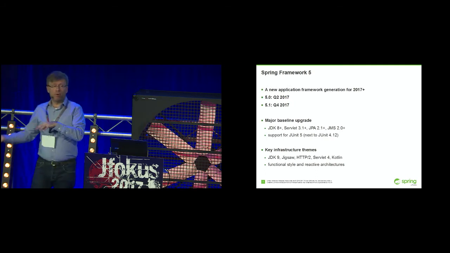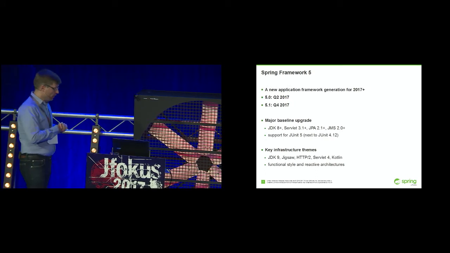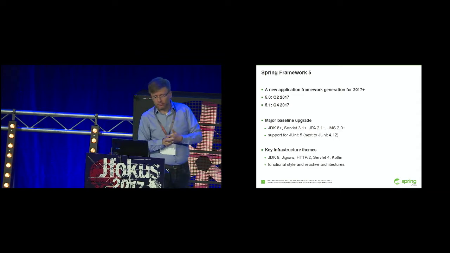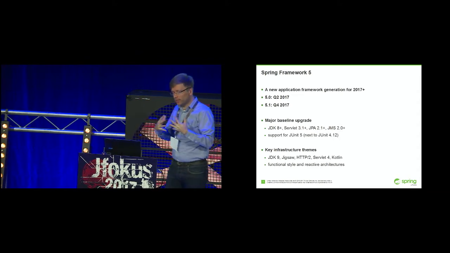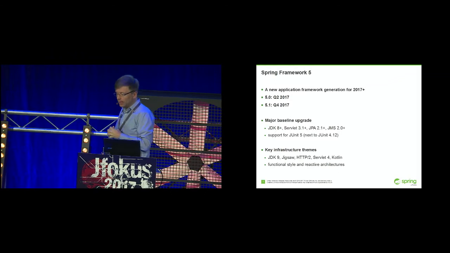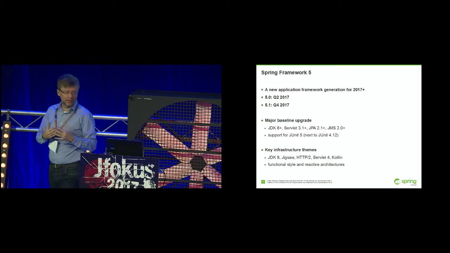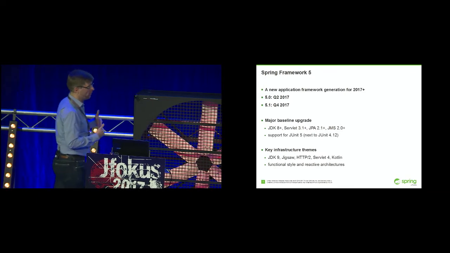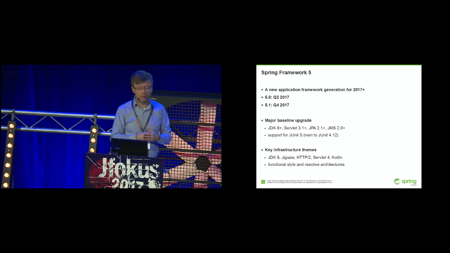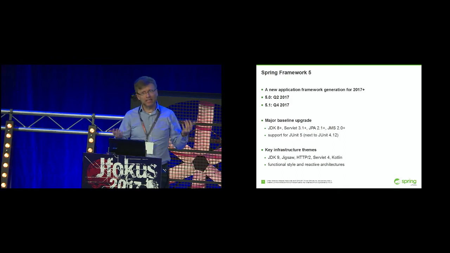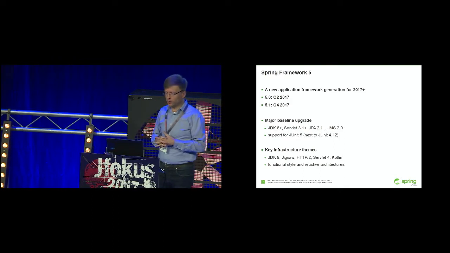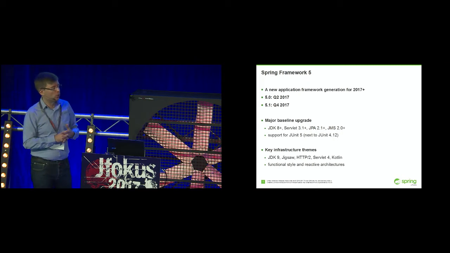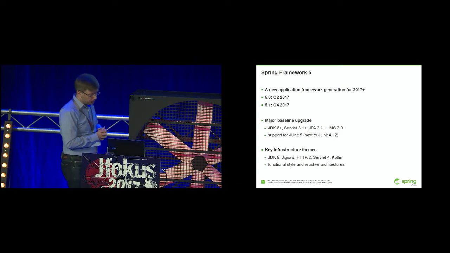So if we backported so much to 4.3 already in terms of programming model refinements, what are we actually doing in 5? Well, 5 is, for us, a new framework generation. In particular, in terms of the technical baseline. We're raising it to Java 8+. It's the first Spring Framework generation requiring Java 8+. And Java EE 7+, generally speaking, so Servlet 3.1, JPA 2.1, Bean Validation 1.1, JMS 2.